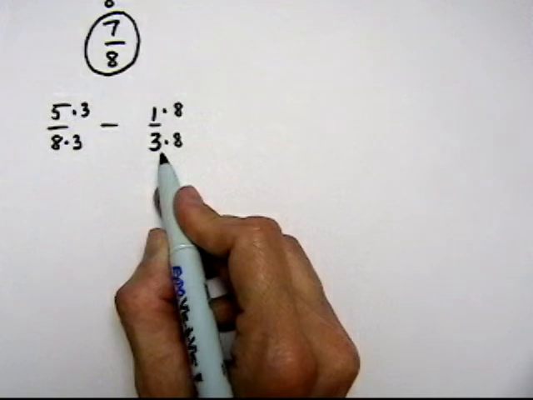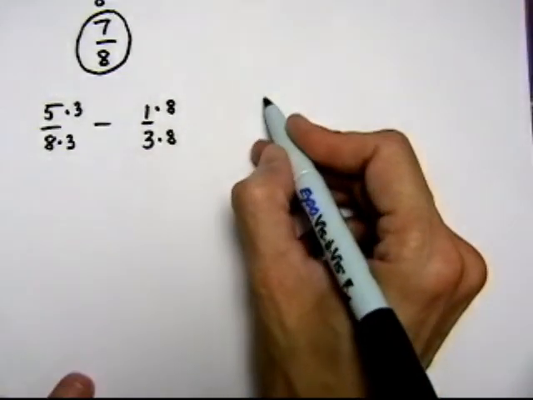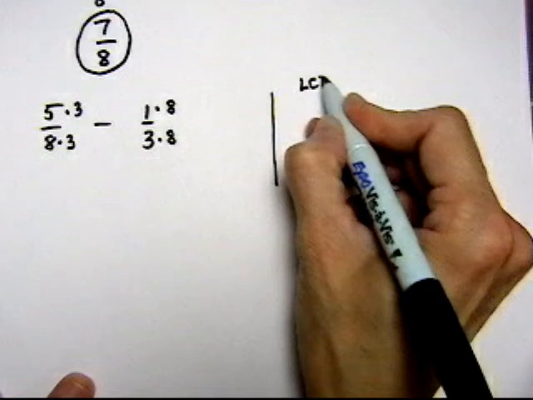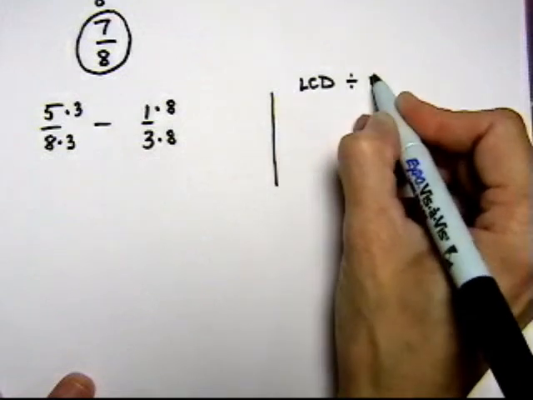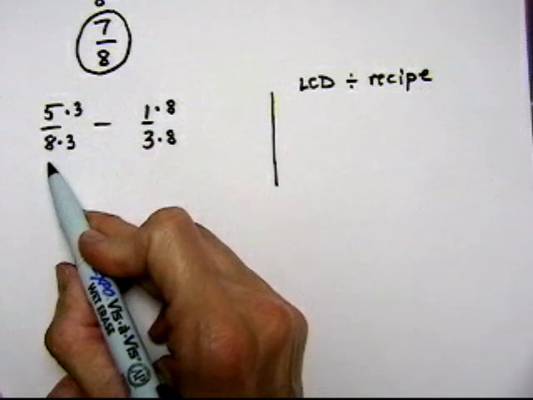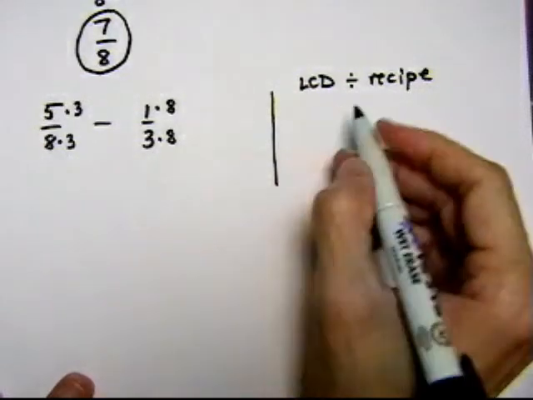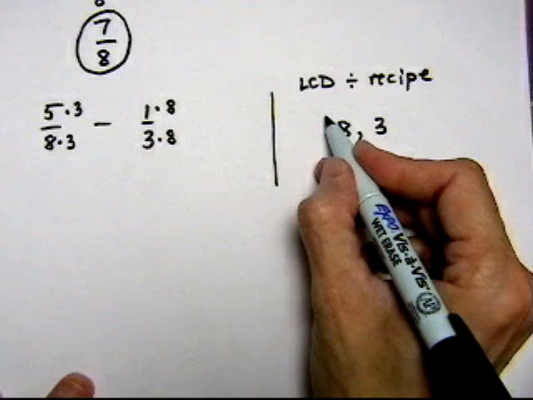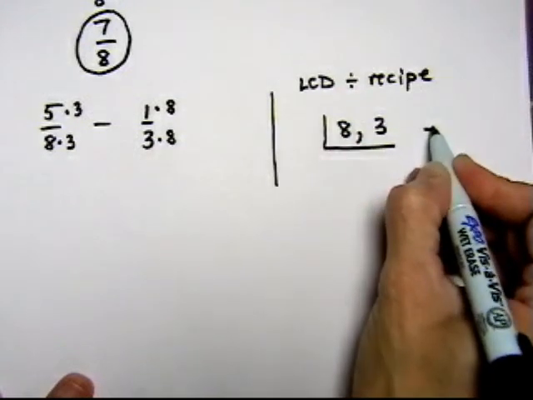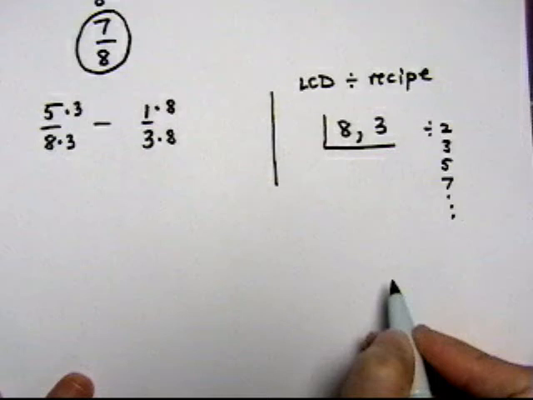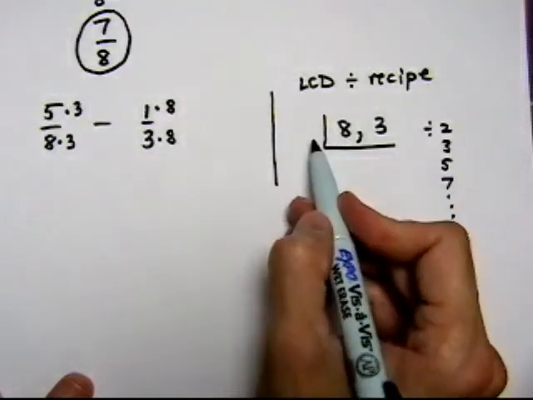Now just for a second, I want to go off to the side and show you what you can do if you're not sure how to get the LCD. You can use this LCD recipe. It's LCD division recipe, I'll call it. Take your two denominators that you started with, 8 and 3, and list them, and then we're going to divide them by prime numbers, 2, 3, 5, 7, and usually you don't have to go very far.